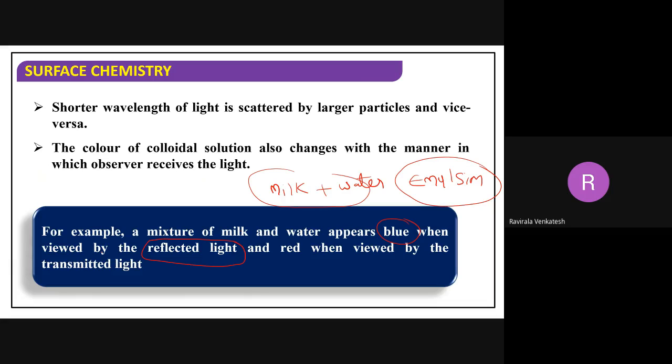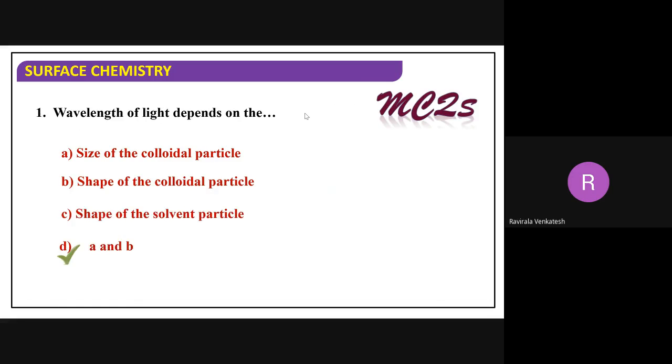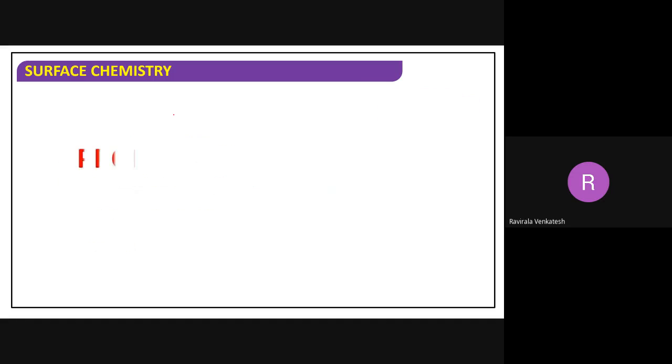When you view by the transmitted light, it appears as a red color. The emulsion of milk in water exhibits a red color when you view the transmitted light. If you view the reflected light, you get blue. That means it depends on how the observer receives the light. The wavelength of light depends on the size and shape of the colloidal particle.